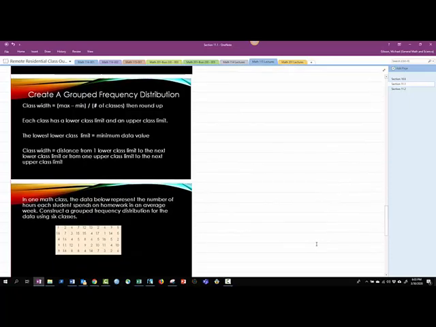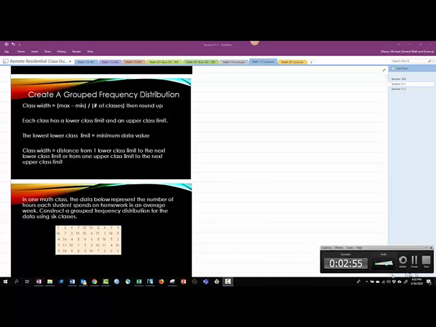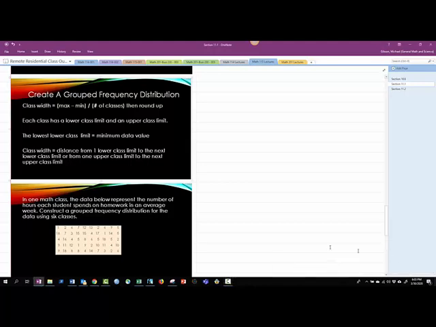Now, the next is a group frequency distribution. This is what you do when your data is numbers. Okay, when the data that you're given is numbers. And the part you have to be very careful about is when you define your groups.